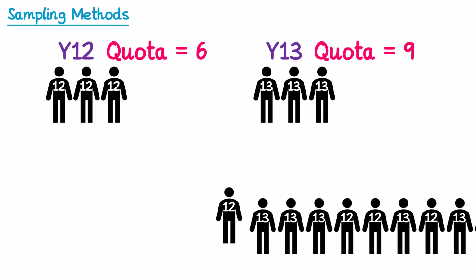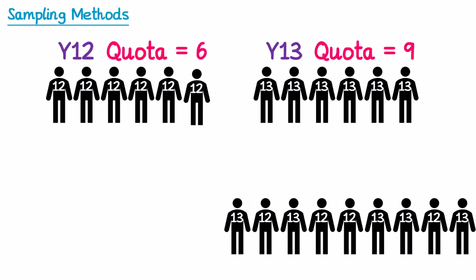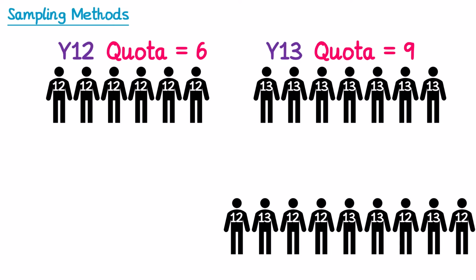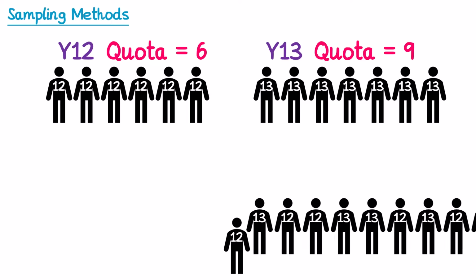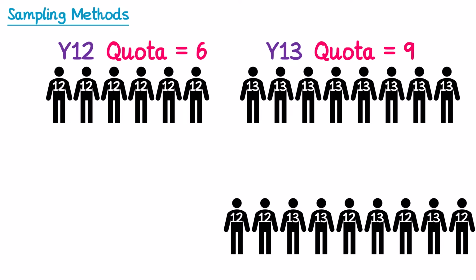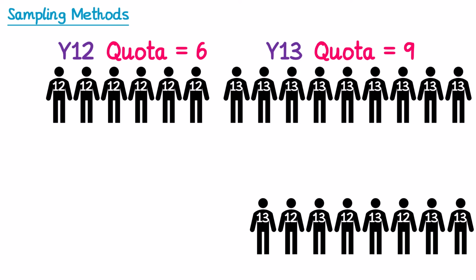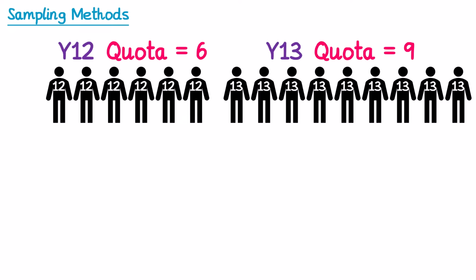So if we continue, as students arrive to school, you'll see that eventually the year 12 quota is going to get full. So at this point here, we have all of the quota for year 12 because we only needed 6 of them. So when this next year 12 student arrives here, we don't include them in the sample, and instead we skip them out, and we continue filling the year 13 quota until we've got 9. At the moment we only have 7, so we have another one, and next we have a year 12 student, so we ignore them, and the next year 12 student we ignore as well, and then we get a year 13 student, and we've hit the quota. So we've now finished the sample.